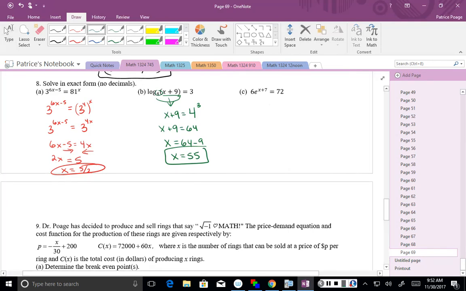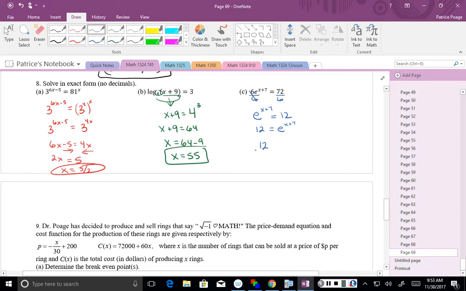And then part C, I need to divide the 6 out first. So I get e to the x plus 7 equals 12. The boss is the one without the exponent, so 12 is the boss. Even though this is not necessary, Dr. Pogue has to do this for some quirky reason. I don't know why. So the boss is on the left, stays there.